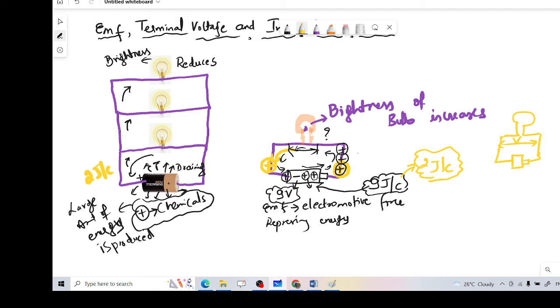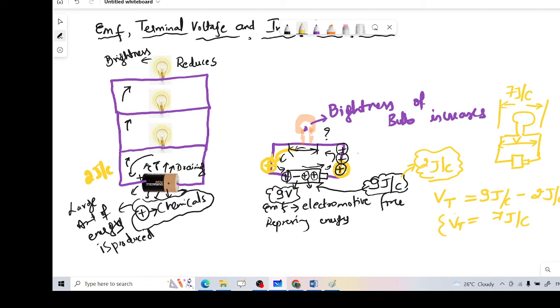So how to calculate this voltage drop? The battery is supplying 9 joule per coulomb of charge, and because of the heat loss, we are getting around 7 joule per coulomb of charge. Do you agree? It is supplying 9 joule per coulomb of charge and 2 joule is lost because of the heat. So the voltage drop across the bulb we are getting is 7 joule per coulomb of charge.